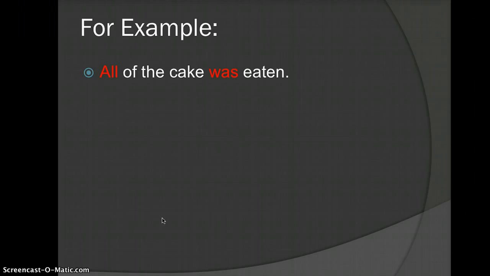All of the cake was eaten. In this sentence, all is a subject, and it refers to cake. So all is singular. My verb needs an S. In this sentence, all refers to boys. So all is plural. My verb doesn't need an S.